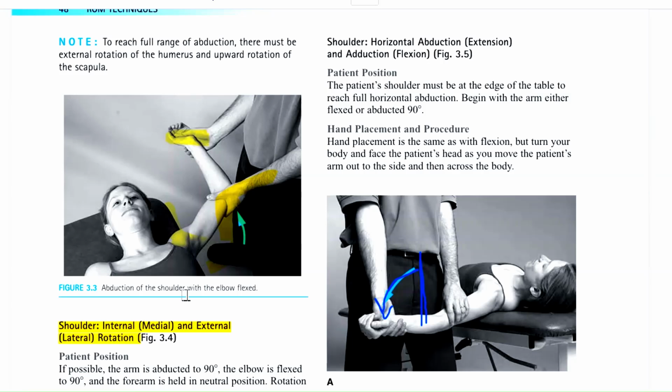In this book there are no alternate positions, but sometimes, if the patient cannot lie down or there are other factors, you can modify certain factors or areas according to the patient's need.